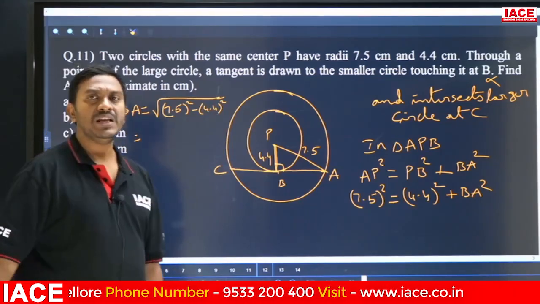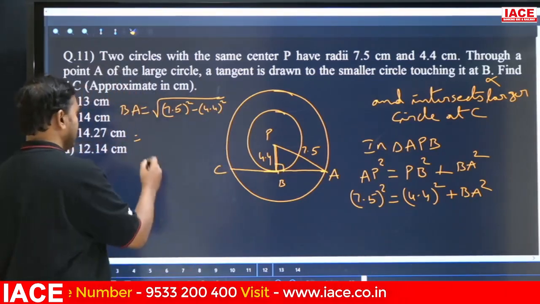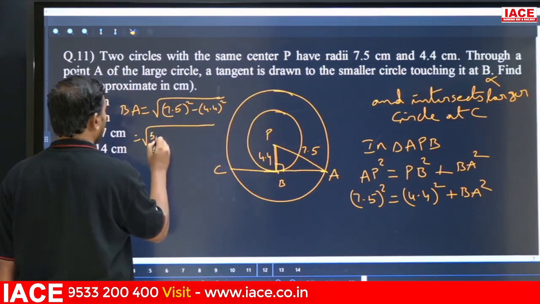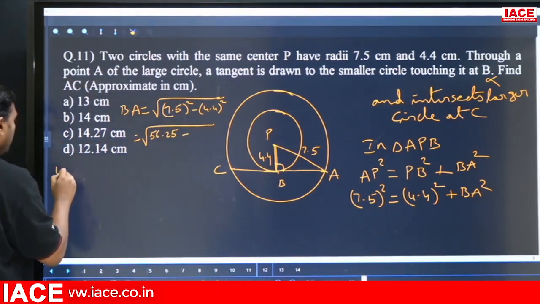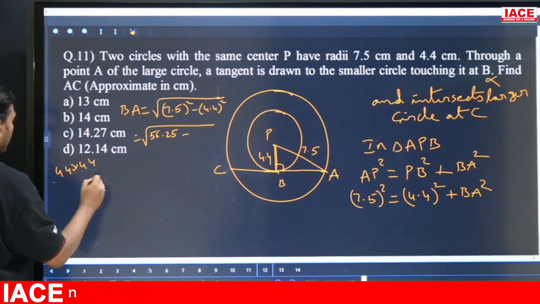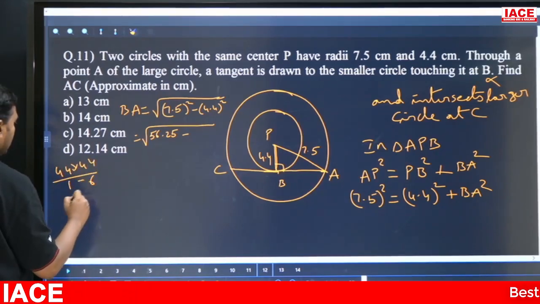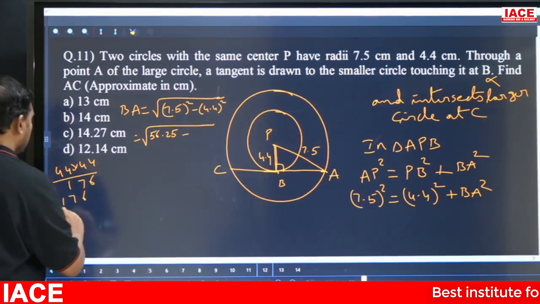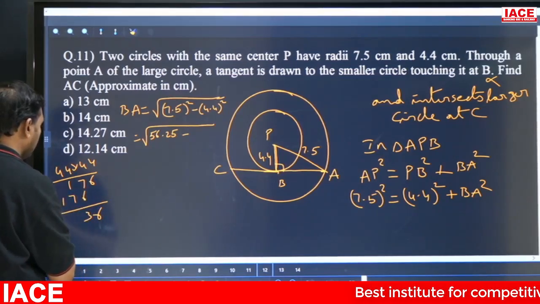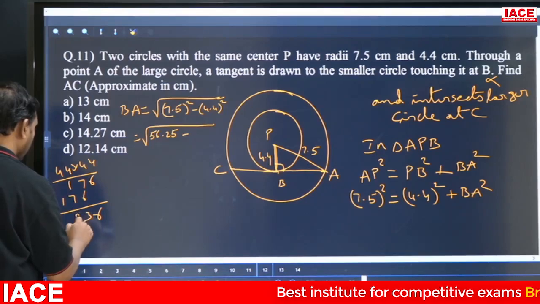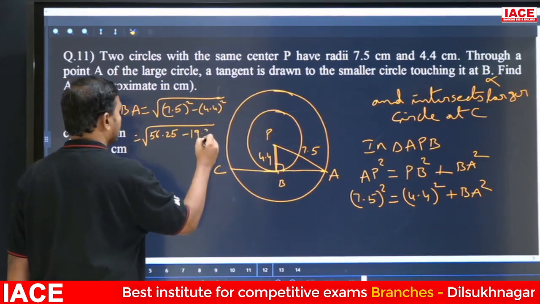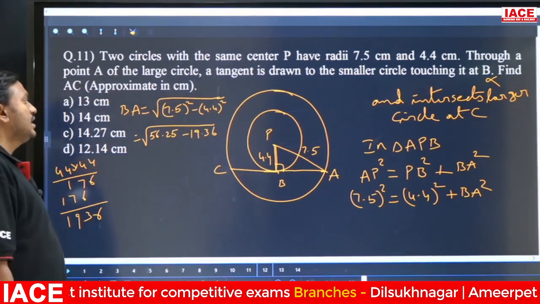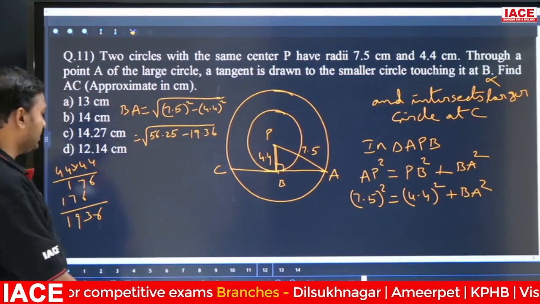7.5 into 7.5, 7 8 is 56, so 56.25. Minus 4.4 into 4.4, which is 19.36. So 56.25 minus 19.36, we have to subtract.